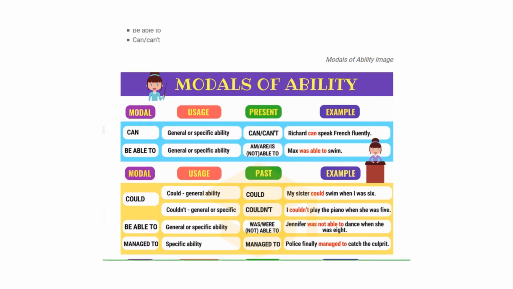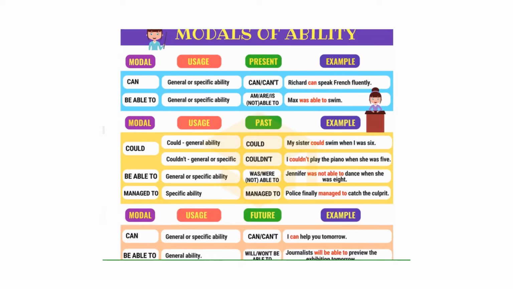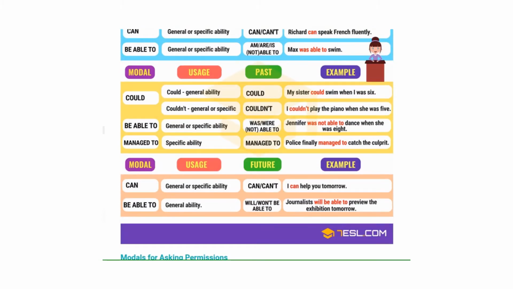We have can and can't. Richard can speak French fluently. He is not able to. Max was able to swim. So, we have could for general ability, and couldn't for general or specific.